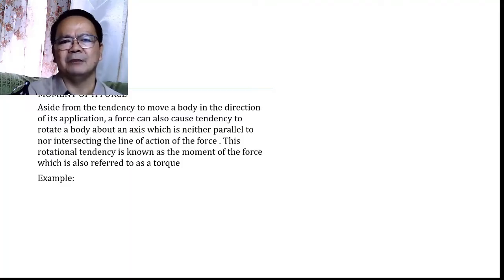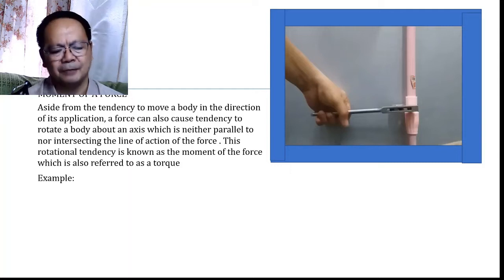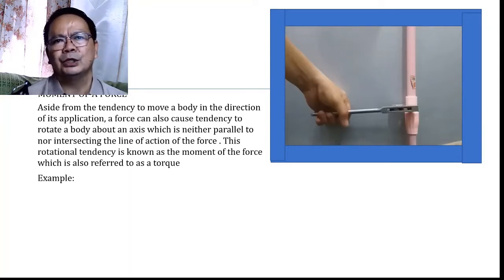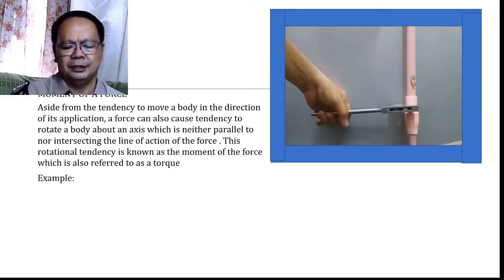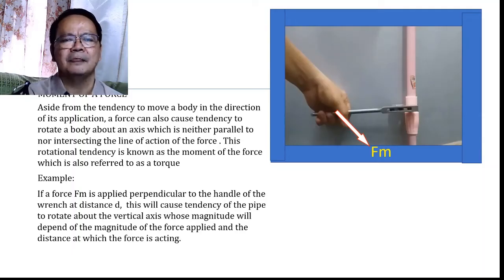Magbigay tayo ng isang halimbawa. Tingnan natin ito nasa illustration na ito. Okay, so in the illustration we have a pipe which will be rotated by a wrench. Now if a force F sub m is applied perpendicular to the handle of the wrench at distance d. Imagine natin that we have here F sub m, ano? And this will be applied at a distance d and perpendicular to it.